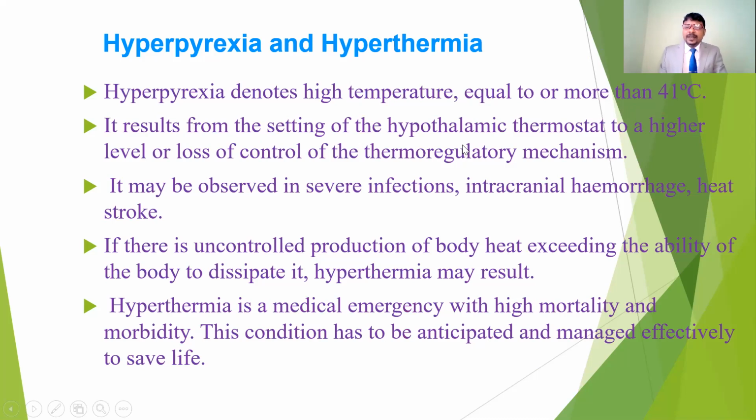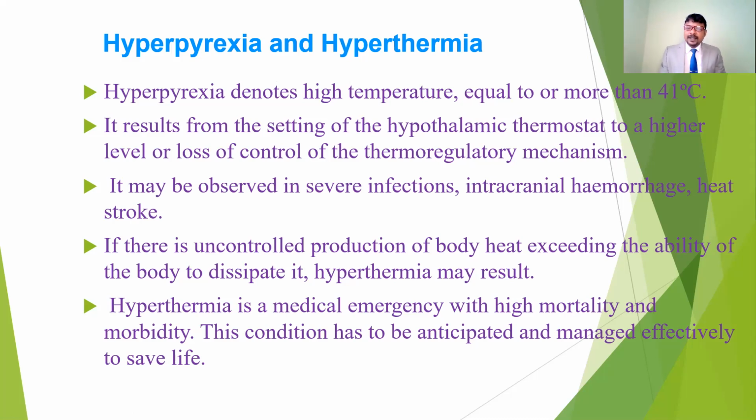If there is any abnormality in the hypothalamus, the body's regulatory mechanism is going to be altered. Because of these things also, the body temperature is going to be raised. That is in the case of hyperpyrexia. Pyrexia means fever. Hyperpyrexia means a high fever; normally we consider 37.7 as fever.